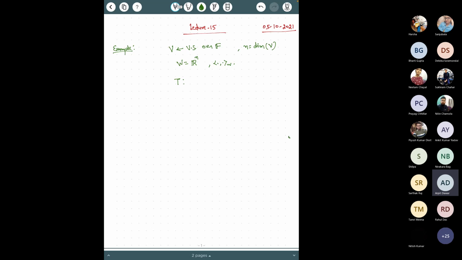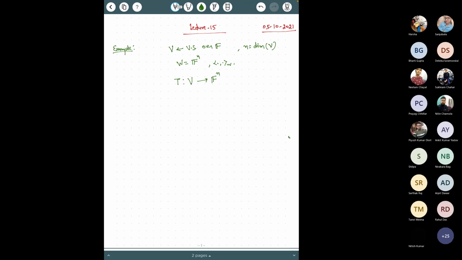Instead of Rn, let us take Fn. Right. So if you do this for Fn, then there is no problem, because you know that there are several ways to define a linear invertible map from V to W, since they are of the same dimension.